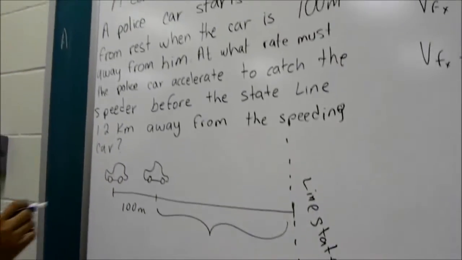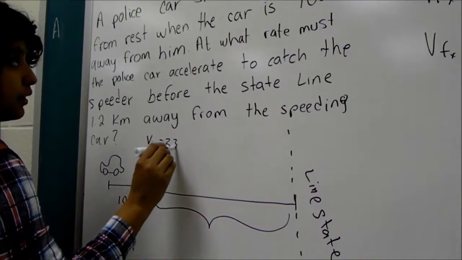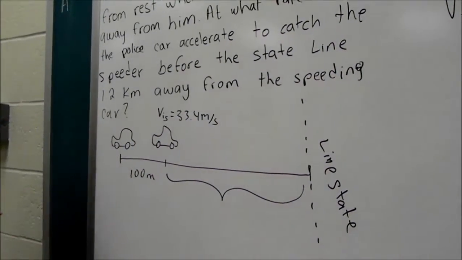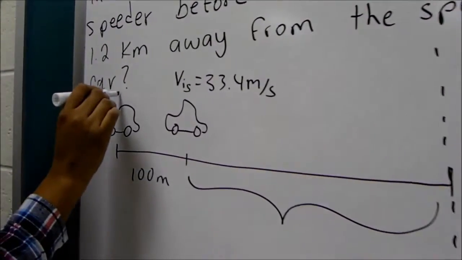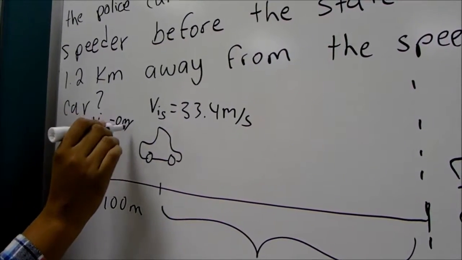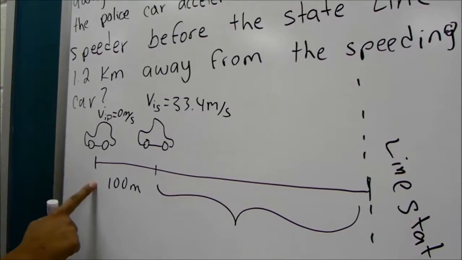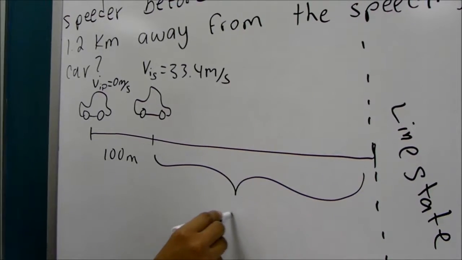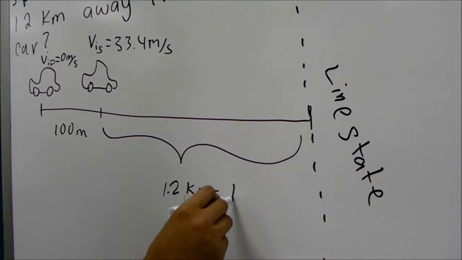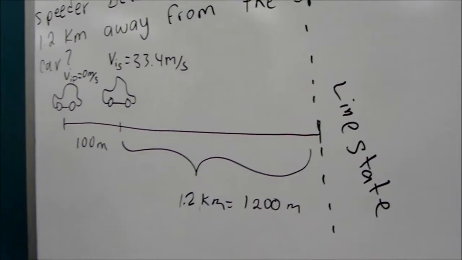So if we read the problem again, we'd see that the speeding car has initial velocity of 33.4 meters per second. And since it's the speeding car, we are going to put a subscript S to identify the velocity. And then right here, we have the velocity of the police officer, initial, was 0 meters per second. And we also know that the distance between the police officer and the car is 100 meters, and the distance between the car and the state line is 1.2 kilometers, which is the same as 1200 meters.